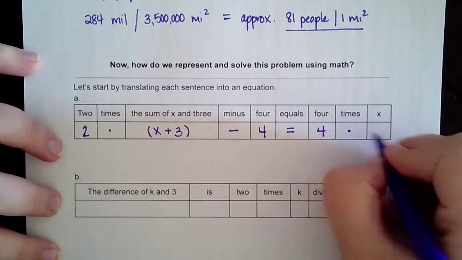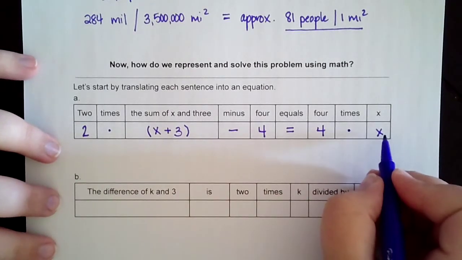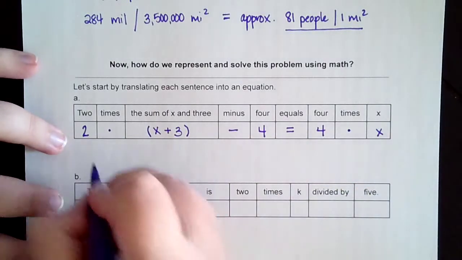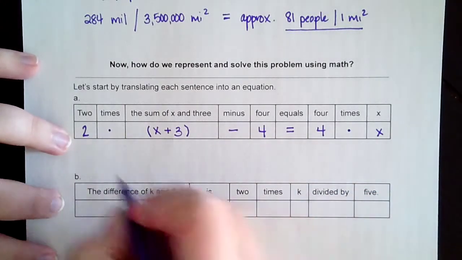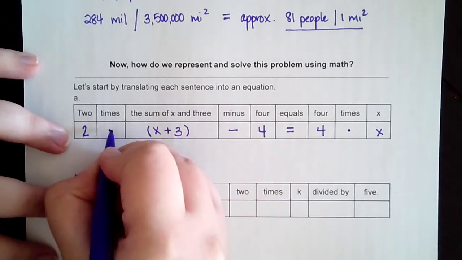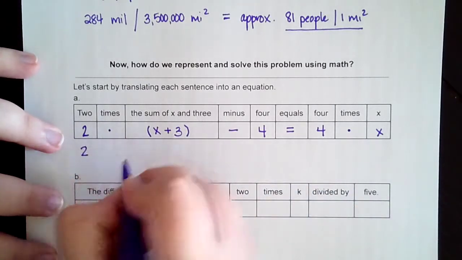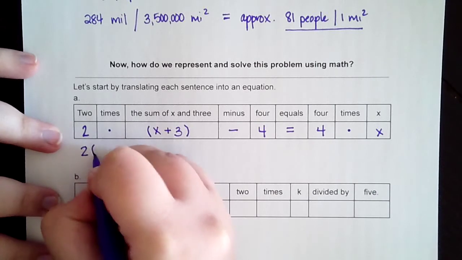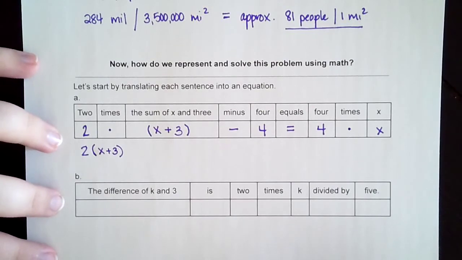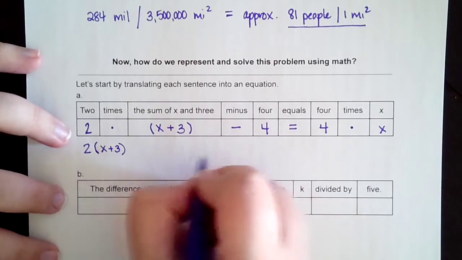Now this is a great organizer to see how we break it up, but this isn't what we're going to write on our paper when we're doing bigger math problems. We have to put this all back together. So that's what I'm going to do. 2 times the sum of X and 3. I'm not going to put that times in. I'm actually going to start taking that out a little bit. So instead of writing 2 dot X plus 3, I'm just going to say 2 times X plus 3, and I'm going to put them right next to each other. It just cuts down a little bit on the notation I have to use.